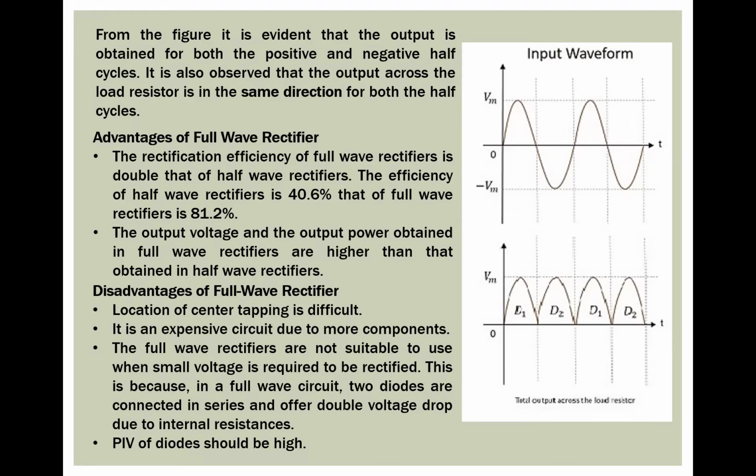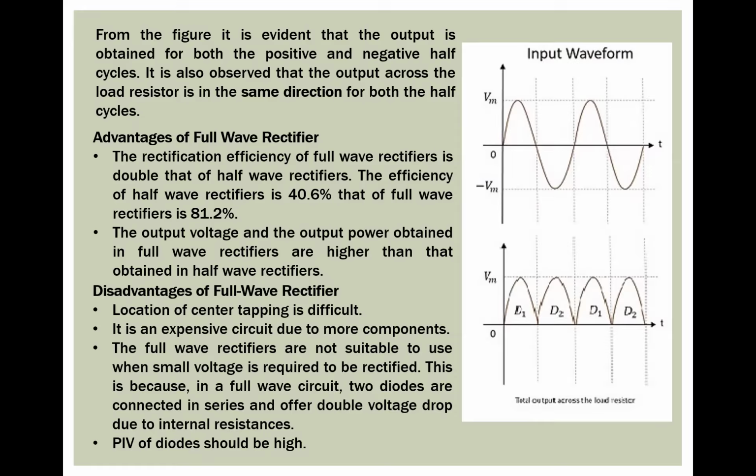Next, the other advantage of the full wave rectifier is that the output voltage and output power obtained are higher than those obtained in the half wave rectifier. With the help of efficiency, we can easily find that the efficiency of the full wave rectifier is higher, and more output power is also available in the full wave rectifier when compared with the half wave rectifier.